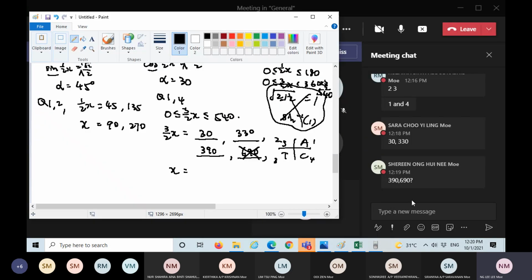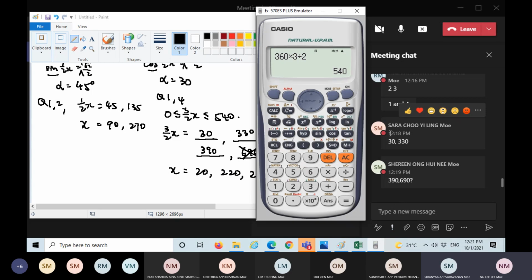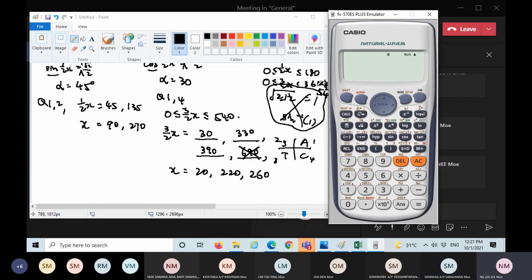Sirania, you want to cut her queue? 20, 20, 220, 220, and 260. 260. Yes. Okay, let us check. The first one, 30 divided by 3 over 2. Okay, 20. I guess it's correct.